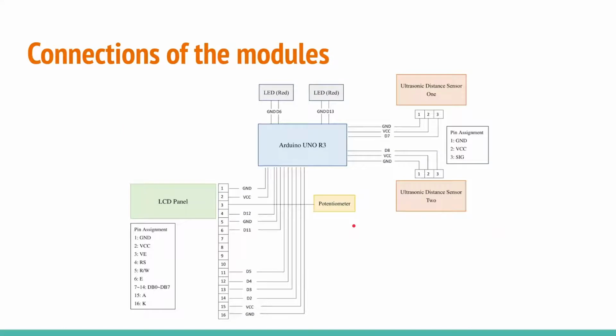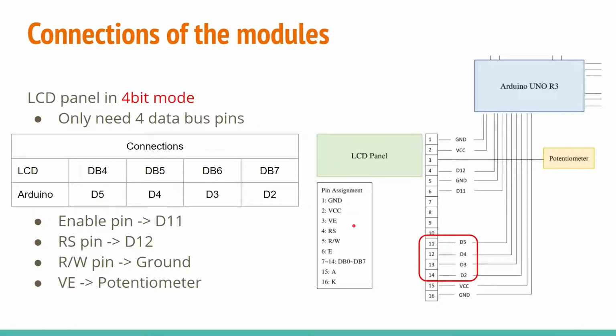So this is the connection of the modules. For connecting the LCD panel, we have assigned 6 digital pins from the module. As our LCD is in 4-bit mode, we only need to assign 4 data bus pins to the microprocessor. The data bus of LCD, D4 to D7, is connected to the digital pins D2 to D5. The enable pin is connected to D11 and the RS pin is connected to D12. The read and write pin is connected to the ground and VE is connected to the potentiometer.